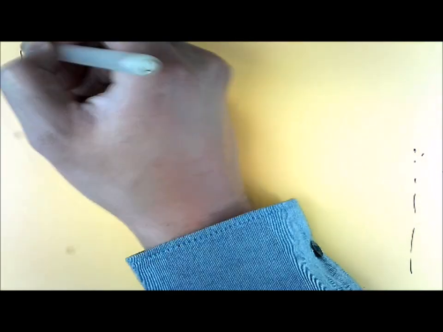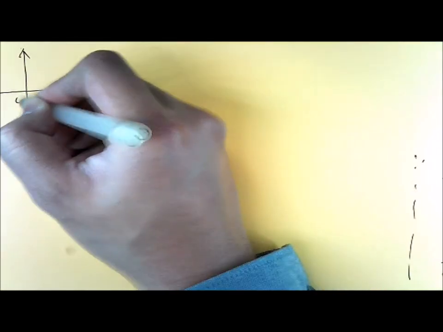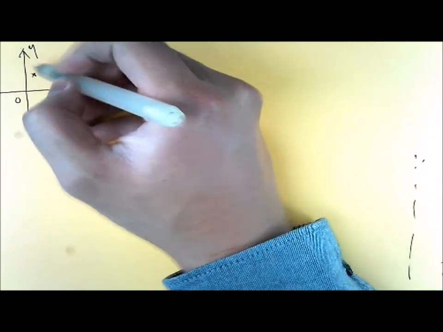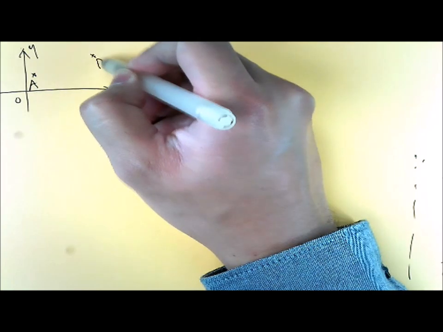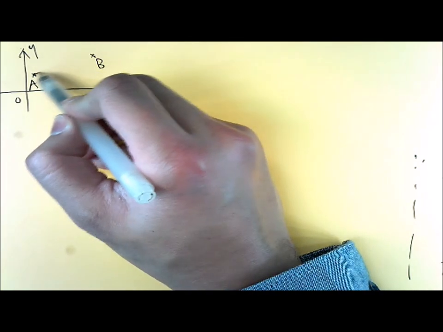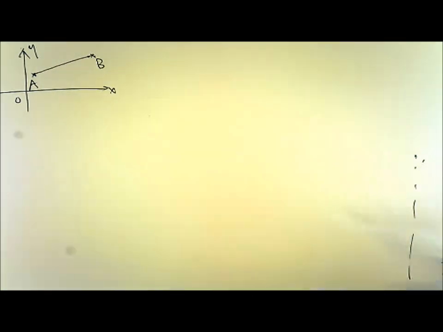Okay, in this exercise, we are going to do a practice on the slope. First we are going to do a simple review on the slope formula. In the xy plane, just draw two points. This is point A, this is point B. Connect the two points.